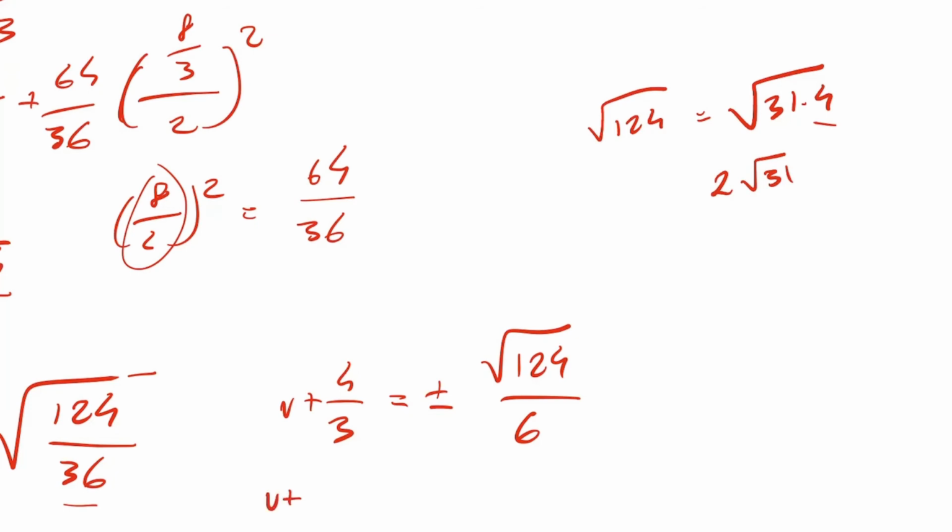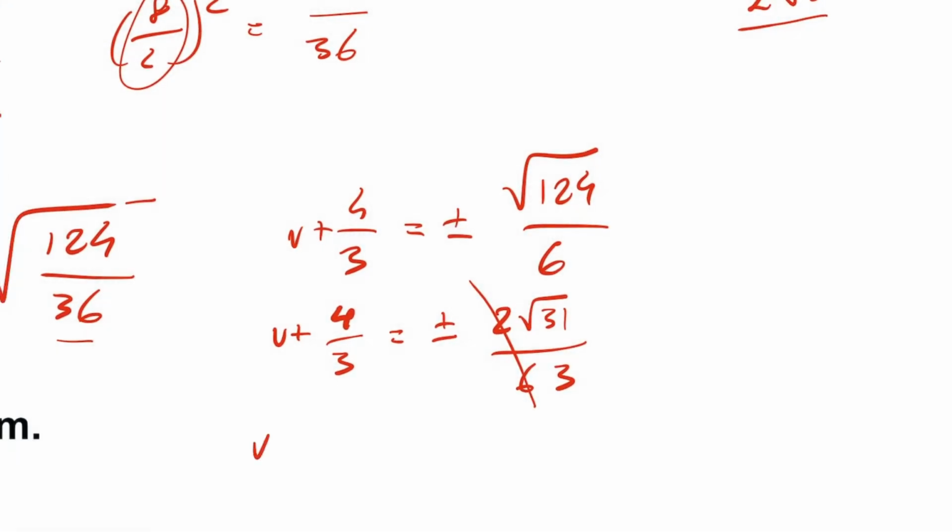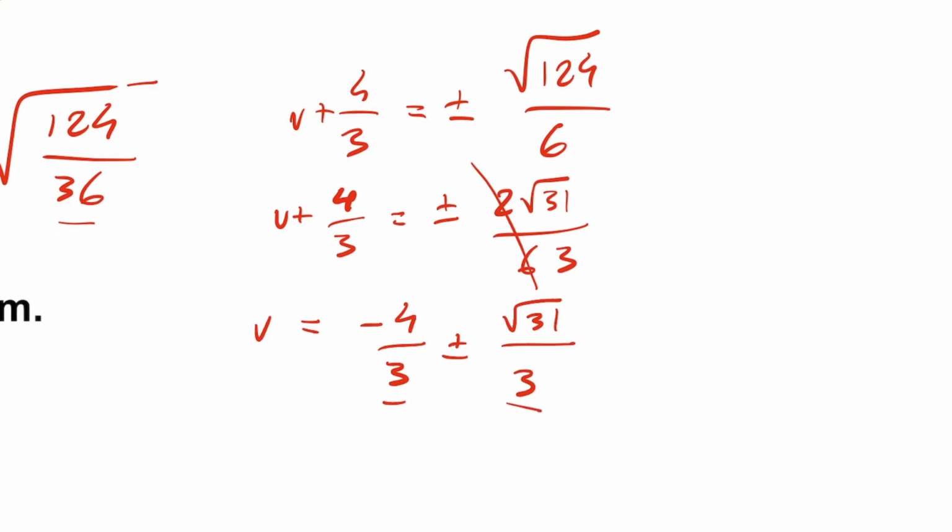So we have v plus 4/3 equals plus or minus 2 times the square root of 31 over 6, which is just 3. So in the end, we'll have v equals, subtracting 4/3, minus 4 over 3, plus or minus square root of 31 over 3. And since we have the same denominator here, it'd be nice to write it all in one. So we'll have -4 plus or minus square root of 31, all over 3. And this is our solution.